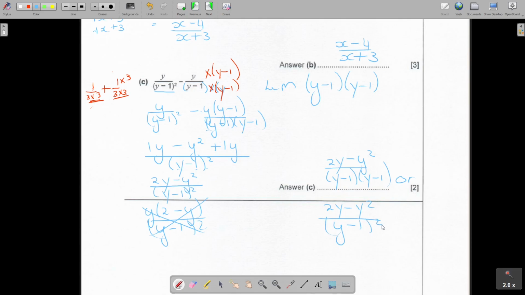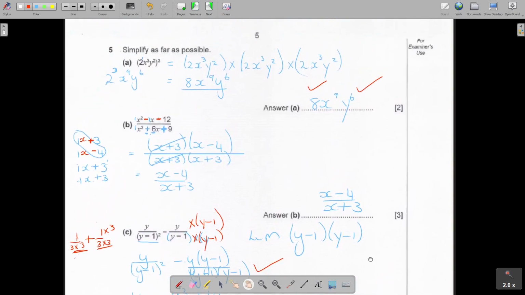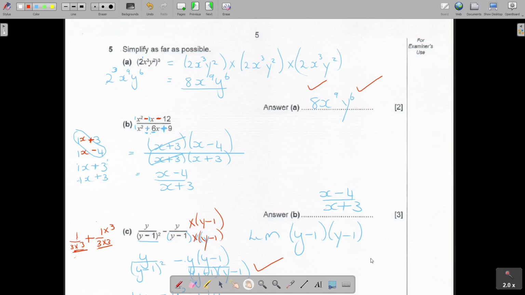So if you just came to this step, they would have given you a mark already, and then the final. I didn't show you in this question. So in this question, they will give you a mark for the factorization for both. So if you were factorizing correctly, and then simplifying, the other mark. And that's how you do it.